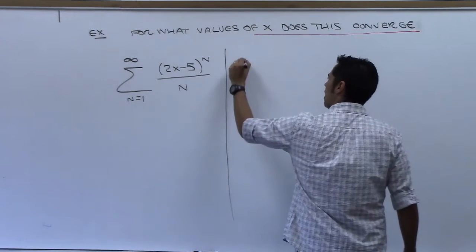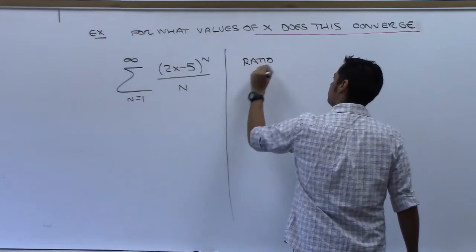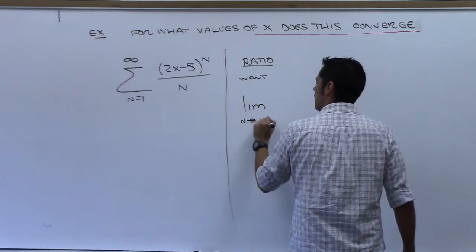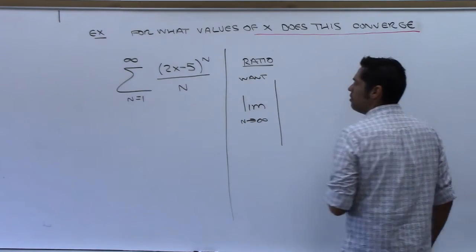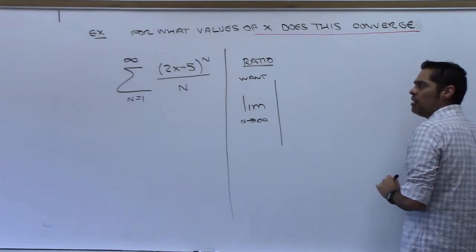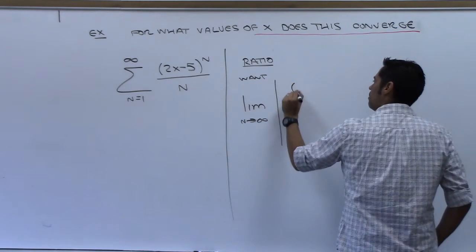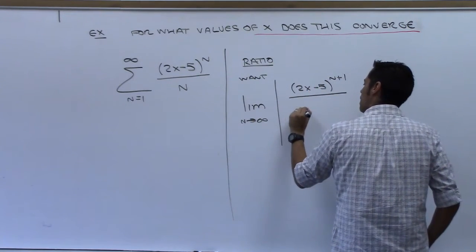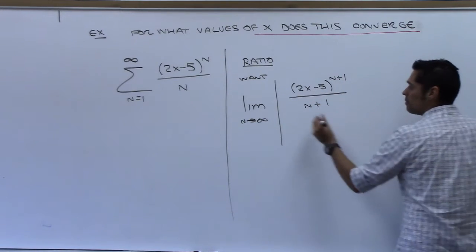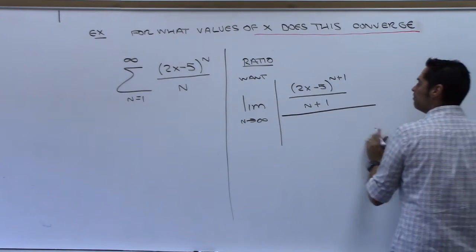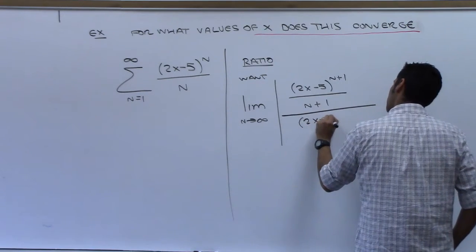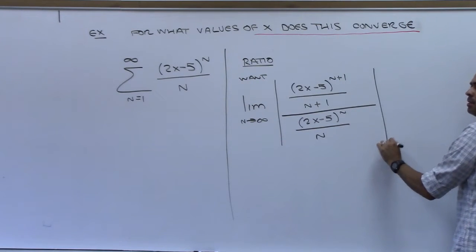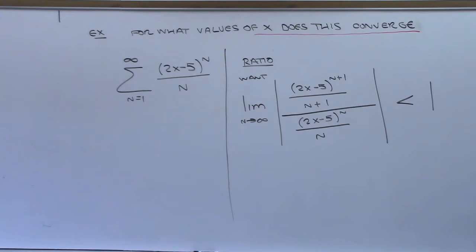So I'm going to set up a ratio test. What do I want? I want the limit as n goes to infinity of the absolute value of n plus 1 plugged into that, right? So (2x minus 5) to the n plus 1 over n plus 1, over (2x minus 5) to the n over n. I want that to be less than 1, right? That's what I want.